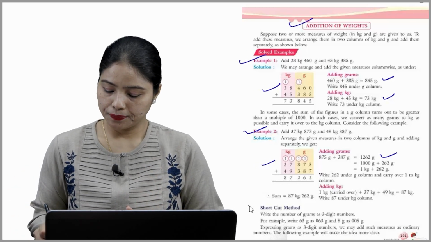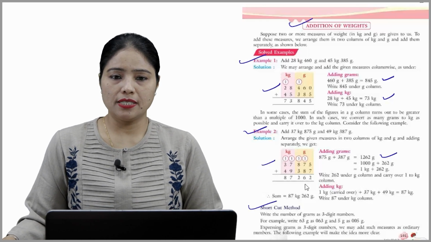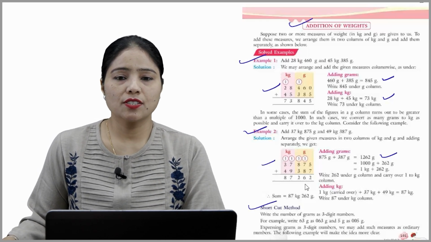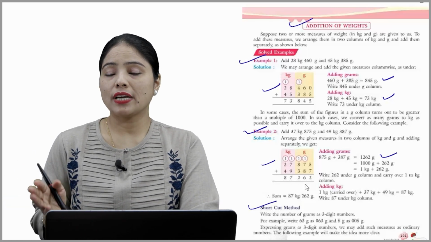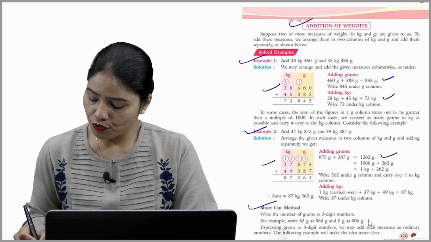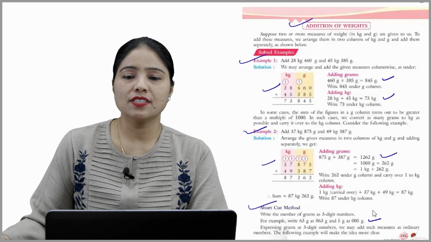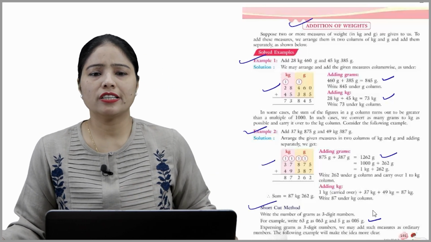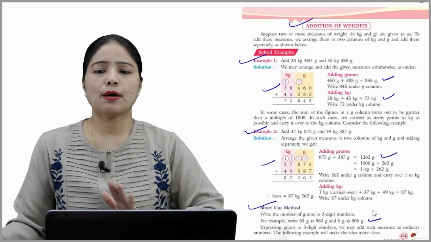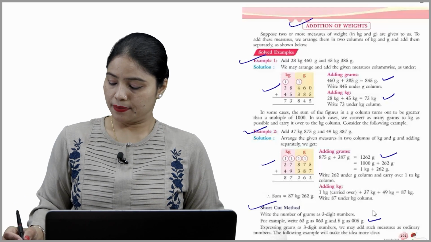Let's see. Write the number of grams as 3 digit numbers. For example, write 63 gram as 063 ग्राम एंड 5 ग्राम को कैसे लिखेंगे हम? 005. हमको 3 डिजिट्स में लिखना है इसको. Expressing grams as 3 digit numbers, we may add such measures as ordinary numbers. The following examples will make the idea more clear beta. Okay, so let's see the examples.